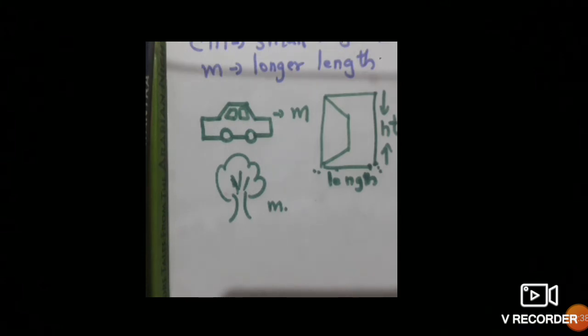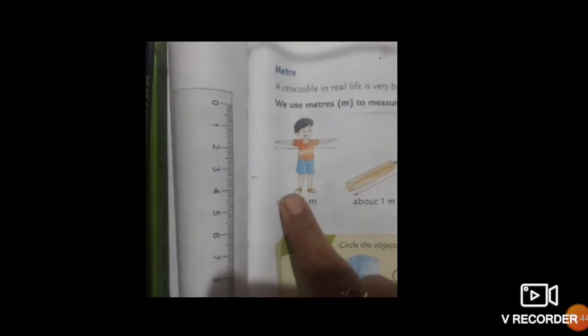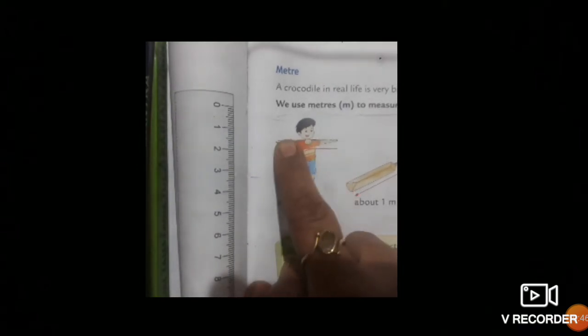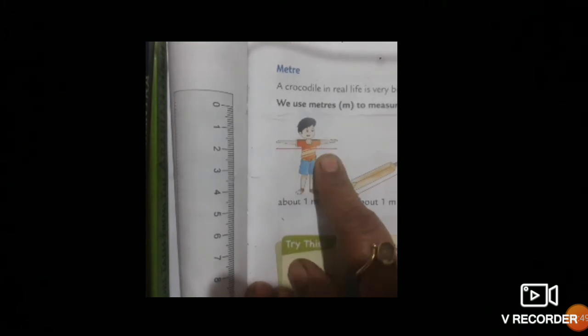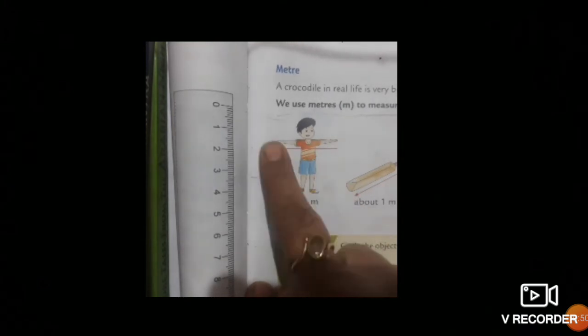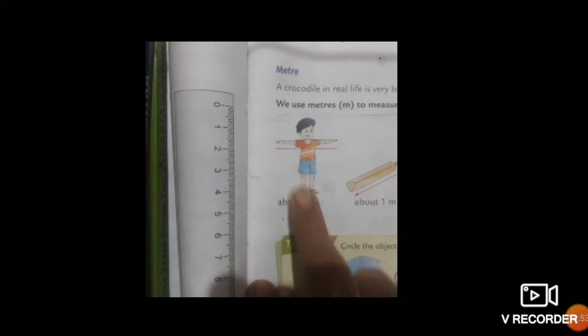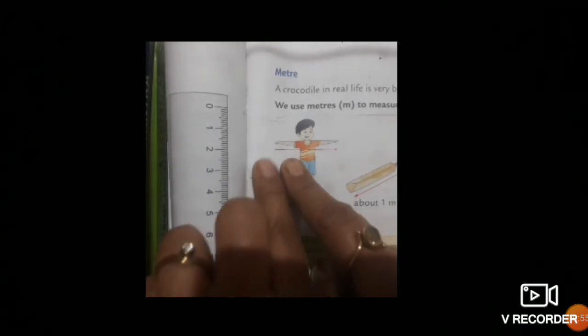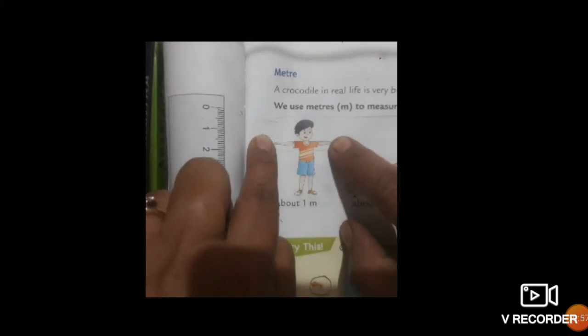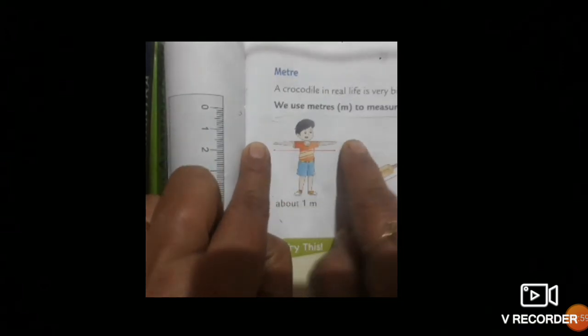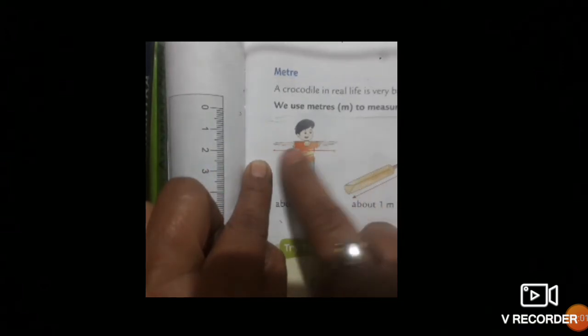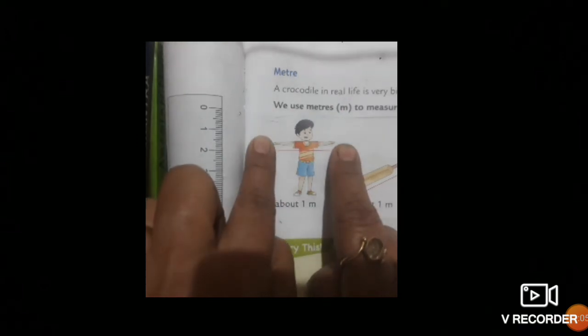Now children, see here. This boy is standing this way. You also stand, come on, like this. Both your arms out like this, boy. Now from this tip to this tip, how much is that? This is about 1 meter. See from here to here, how big the length is.